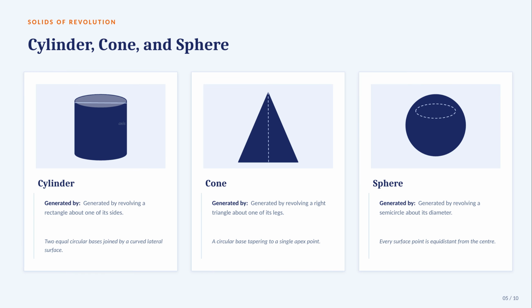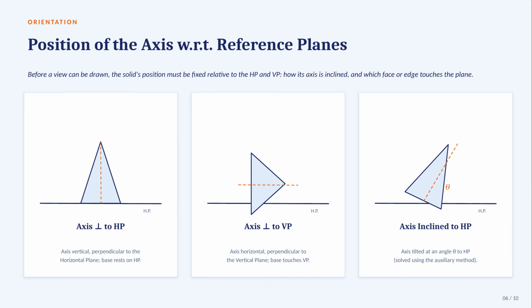Solids of revolution. Next, let us study solids of revolution. A cylinder is formed by revolving a rectangle about one of its sides. A cone is obtained by revolving a right triangle around one of its legs. A sphere is generated by revolving a semicircle about its diameter. These solids have curved surfaces and are widely used in engineering design.